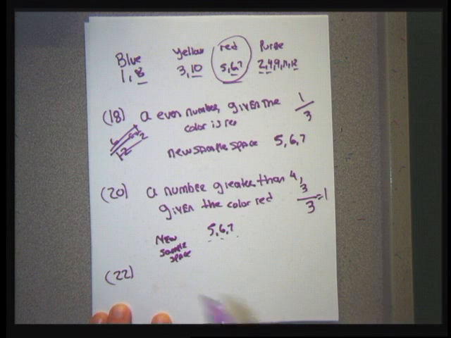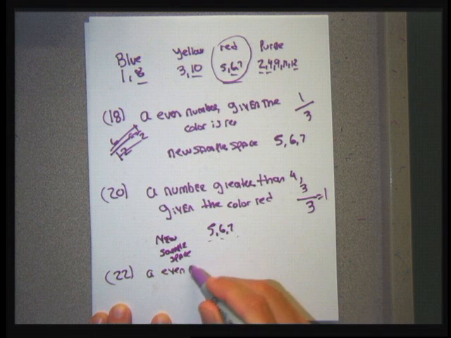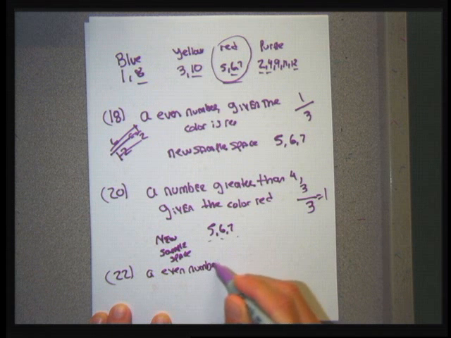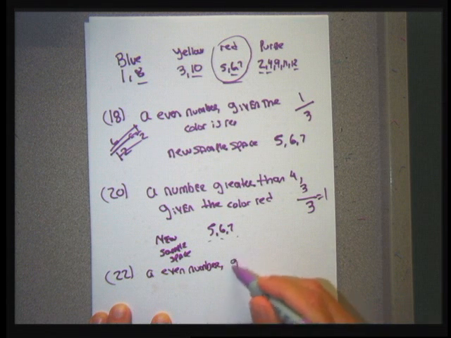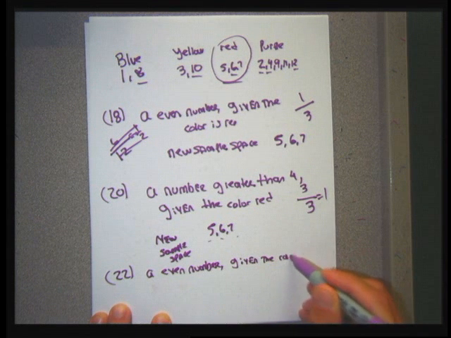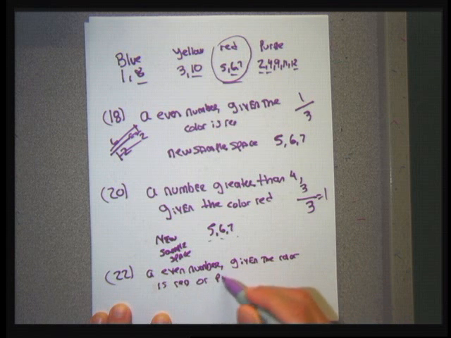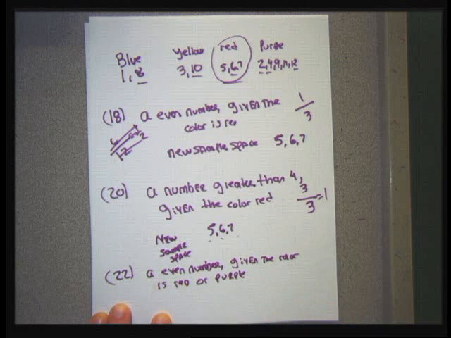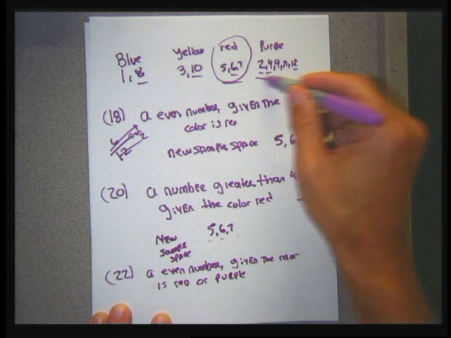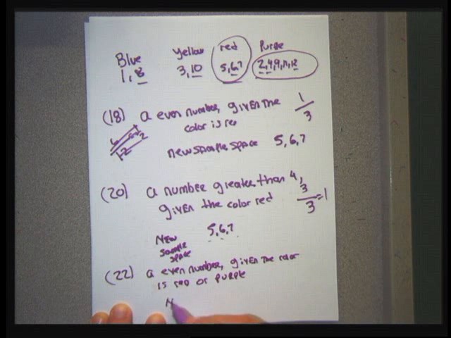22 says, what's the probability that I get an even number? Same question as 18, but probably a different answer than 18 because the given is different. And then the given for this is, given the color is red or purple. So I need to get my new sample space. My new sample space is going to contain any red or purple, which is the 5, 6, and 7, that's red.